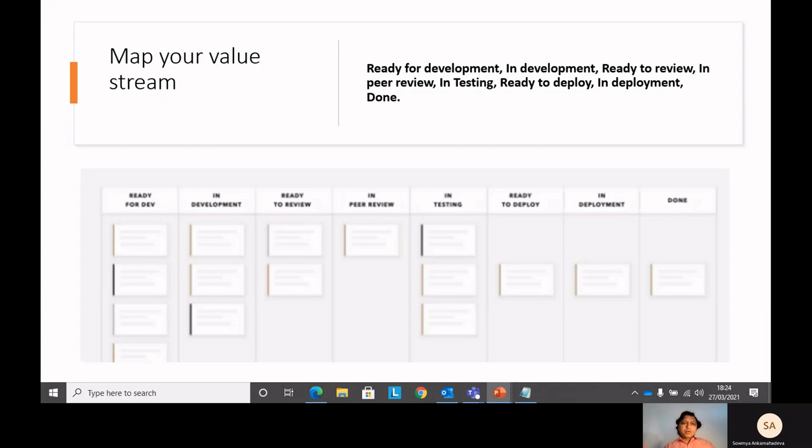Okay, so the very first is map your value stream. Now this value stream is nothing but, if you see over here, the different columns. Again, it will vary from project to project. So for example, in my project, I have something which is ready for development, in development, in testing, or ready to deploy. This is just an example. Sometimes it can be just development, testing, deployment, and done. So it depends on the individual team how you are going to map your value stream. Simply, the columns, what you exactly require in your project. That is value stream mapping.